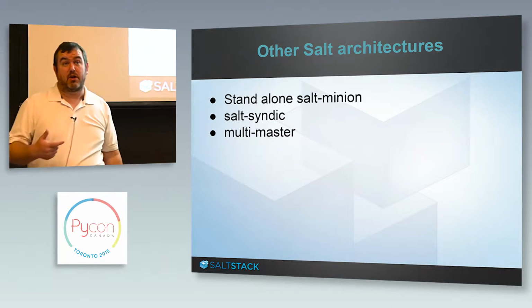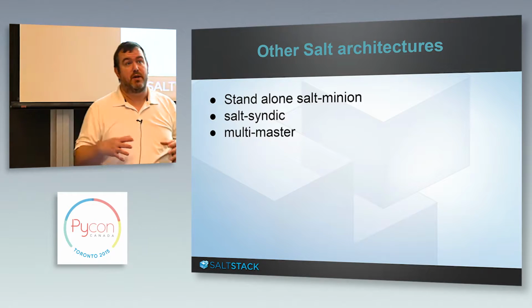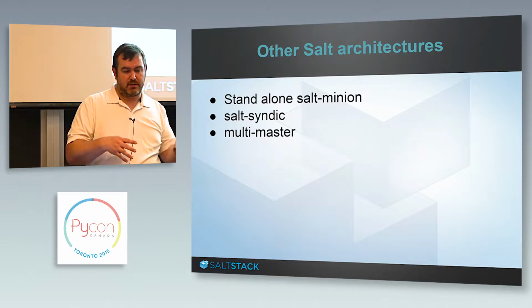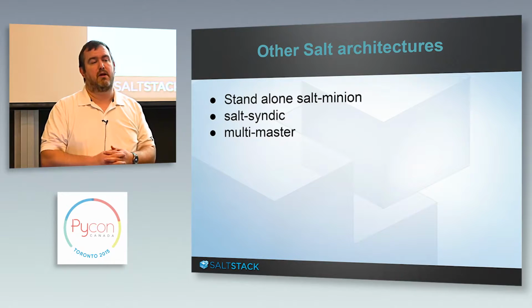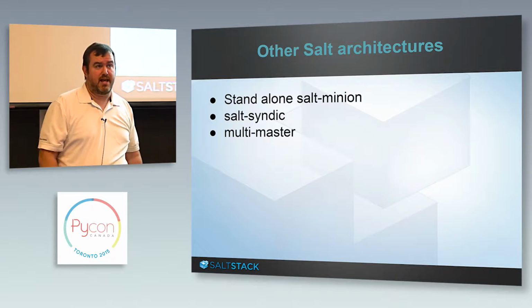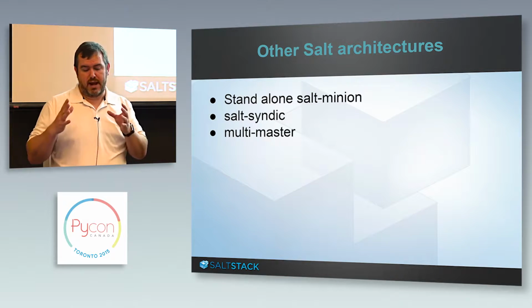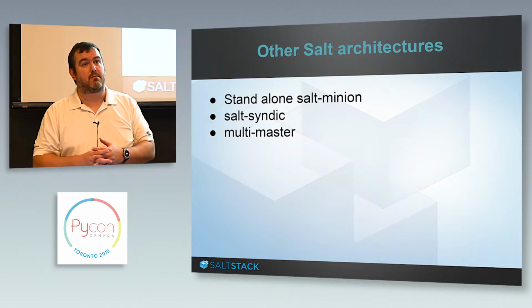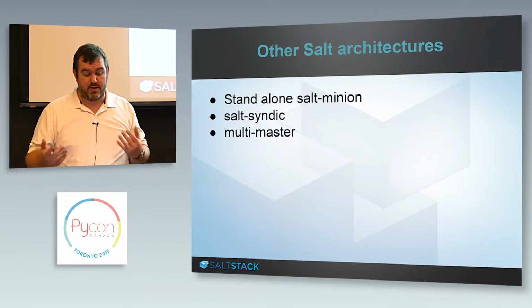Now you can use Salt in other architectures. So you can use the Salt minion by itself. It can just have all of its configs local, or it can reach out to a Git server for configs, or reach out to S3. Lyft.com does that. They use auto-scaling on AWS, and they use their minions without a master, and they pull all their configs from S3, I believe, and they control it that way.